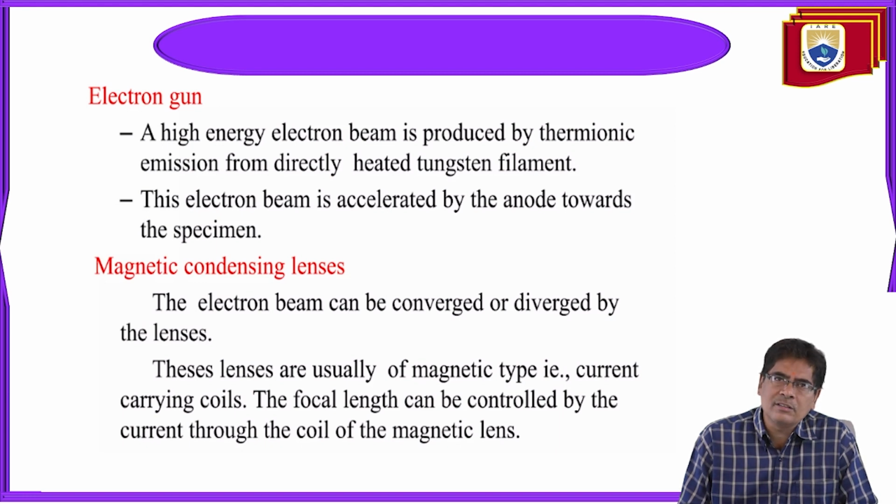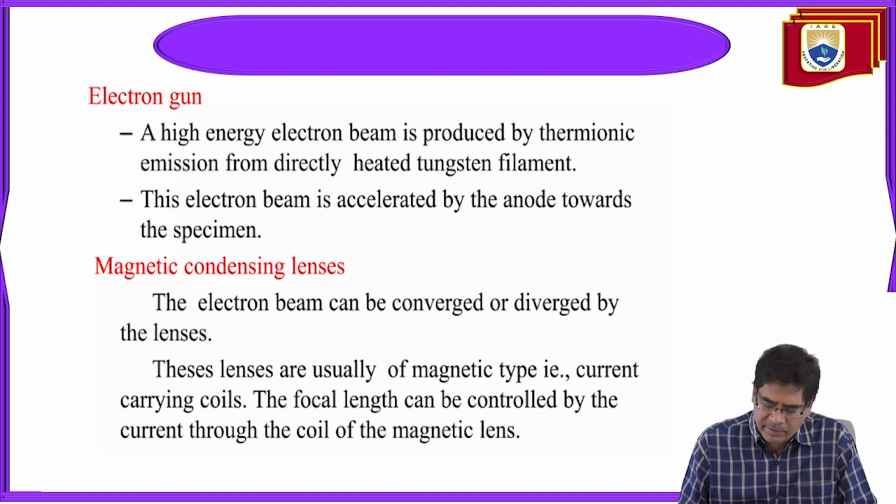So we have some magnetic condensing lens. The electron beam can be converged or diverged by these lenses. These lenses are usually of magnetic type, that is, current carrying coils. The focal length can be controlled by the current through the coil of the magnetic lens.